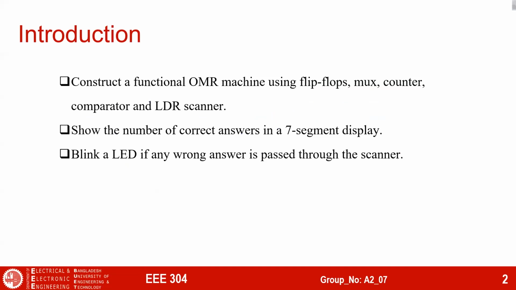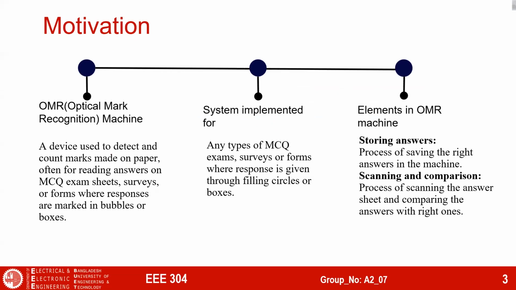Our goal is to construct a functional OMR machine using flip-flops, multiplexer, counter, comparator, and LDR scanner. Then we'll show the correct answer in a 7-segment display. The machine will give us a signal if any wrong answer is passed through the scanner.